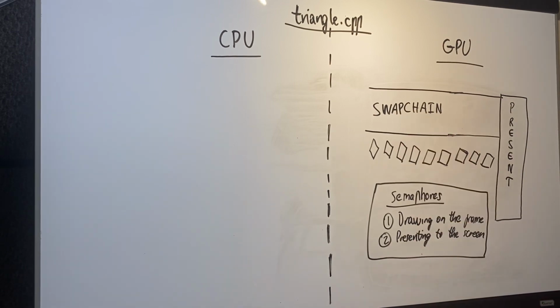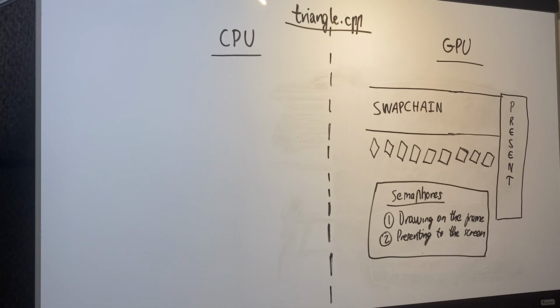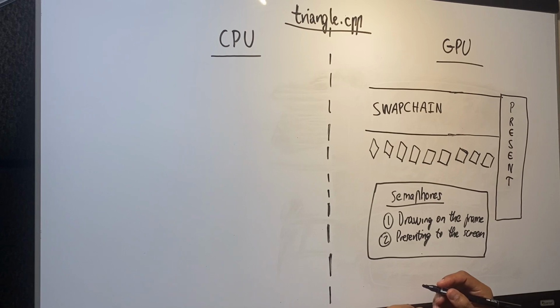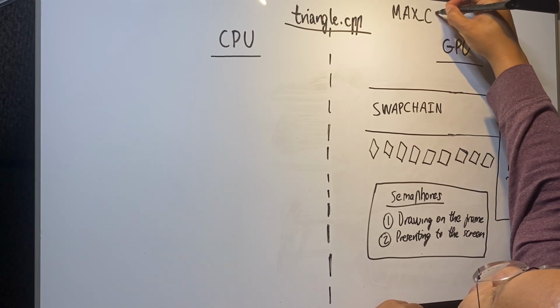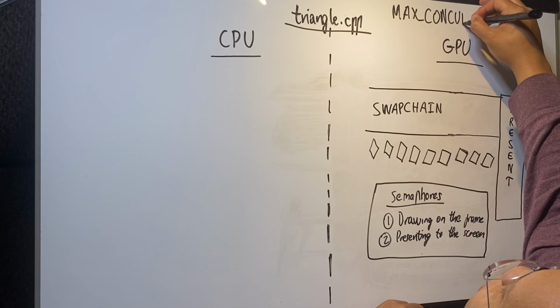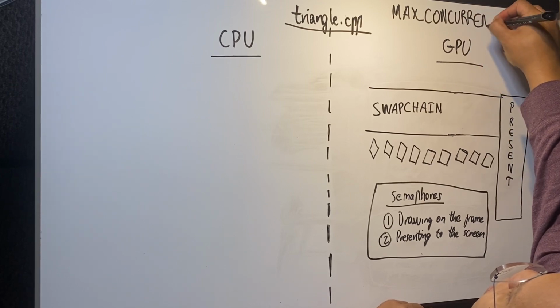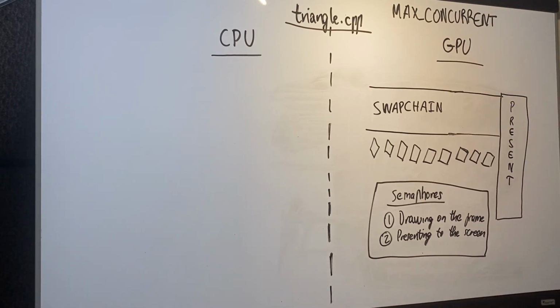Now, in the triangle.cpp algorithm, right? In the triangle.cpp algorithm, we have a variable called, I'll just put it up here, max concurrent, I guess is it singular or plural?